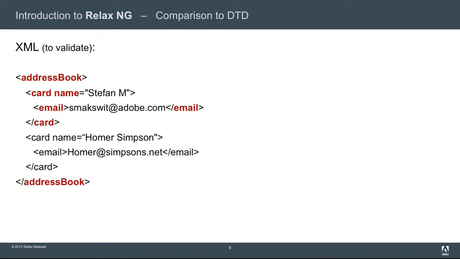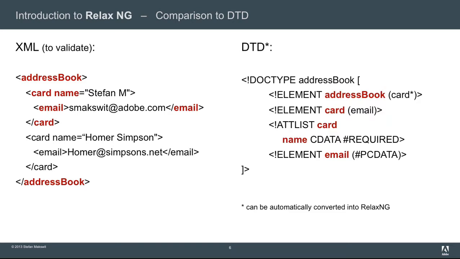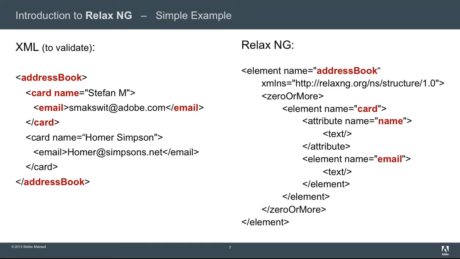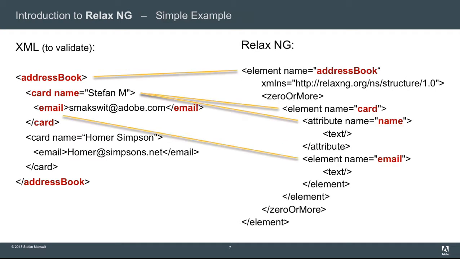So let me give you a short introduction into RELAX NG, what it's all about. Here we have a very simple XML, an address book with cards. It has nothing to do with XMP for the next minutes. There is a name and an email address in the card. Now I want to validate this. How would I do this in DTD? This is an old DTD, and now I show you the RELAX NG.